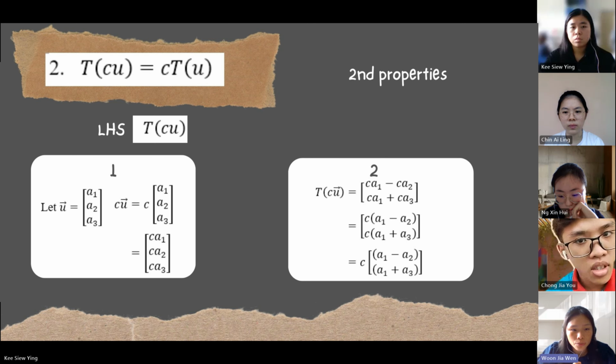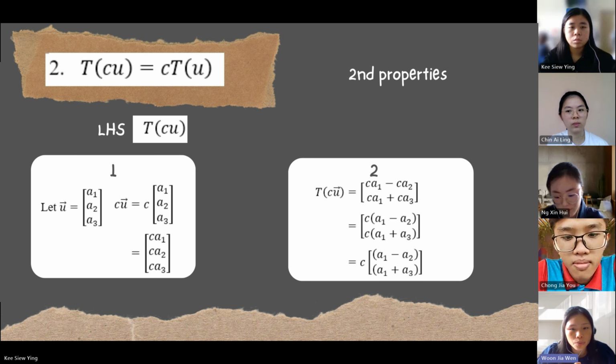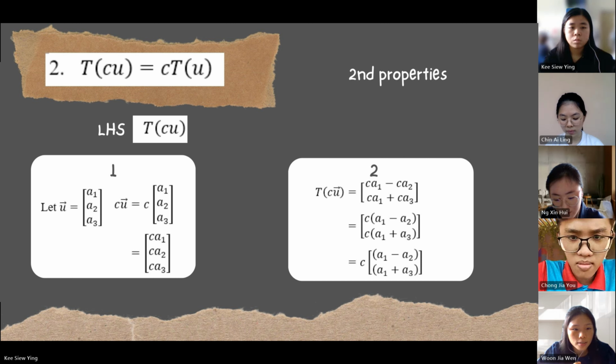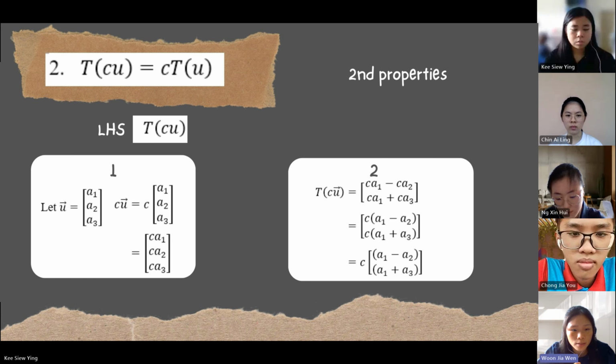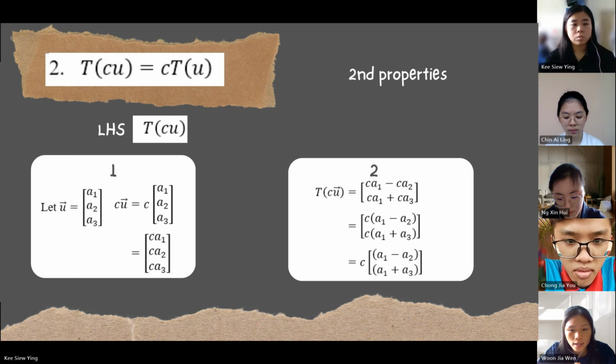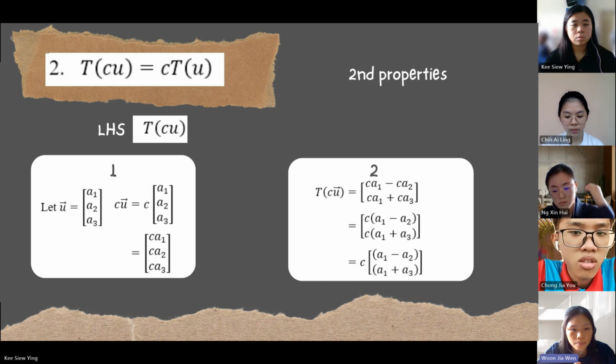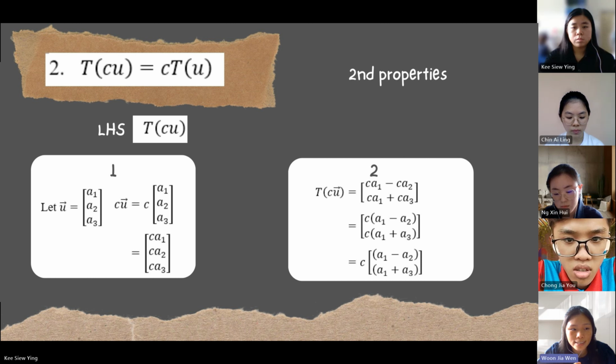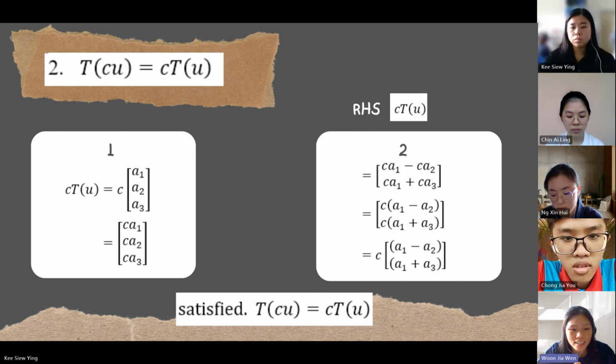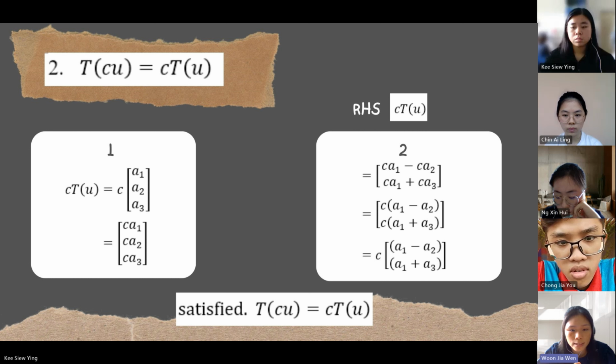For property 2, it is T(CU) equals C T(U). For the left hand side, I will substitute like this. Then I get the answer, C times (A1 minus A2, and A1 plus A3). This is for the left hand side. For the right hand side, to prove the left hand side, we come to the next slide. You can see above that the right hand side gives the same thing as the left hand side. So this shows that the property is satisfied for the question above.